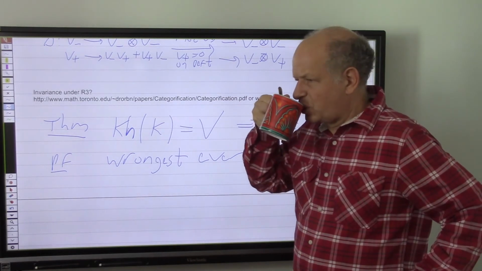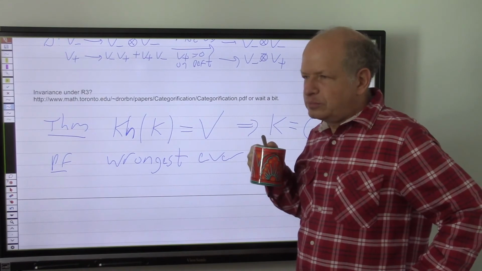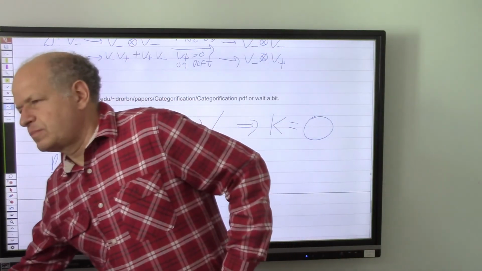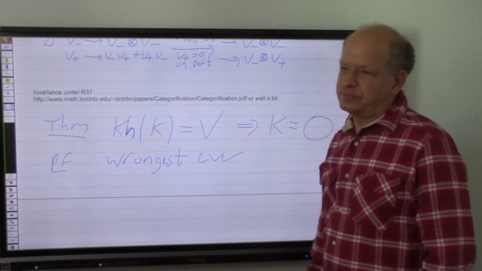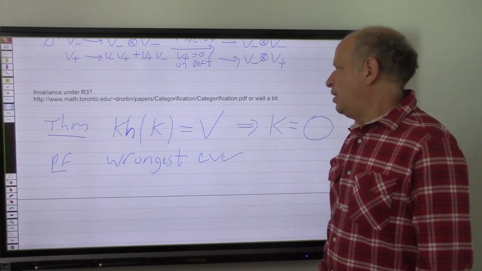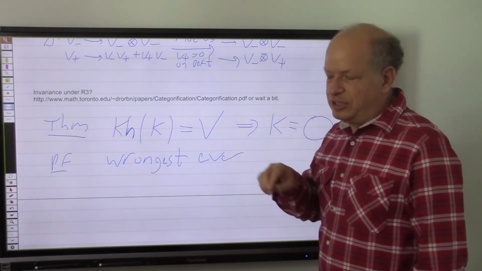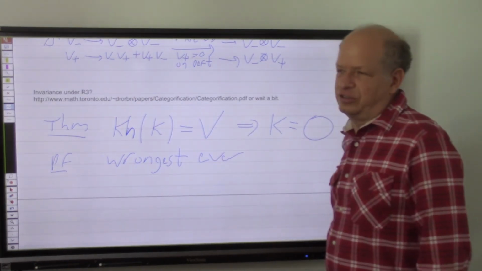Go ahead. I was asking, is it a complete invariant? No, it is not a complete invariant. It is stronger than the Jones polynomial, but it is not a complete invariant, but it is an unknot detector.